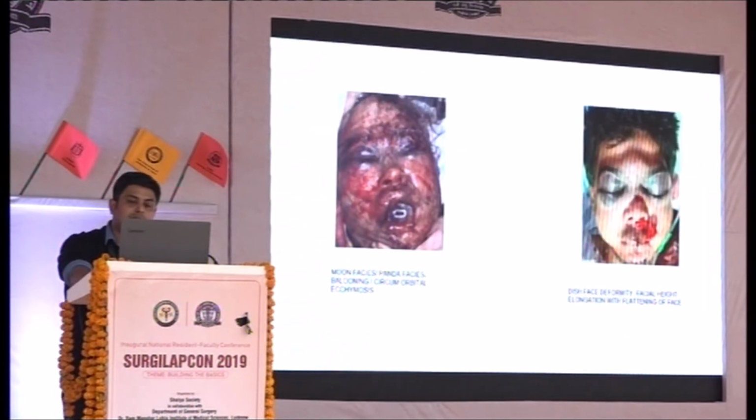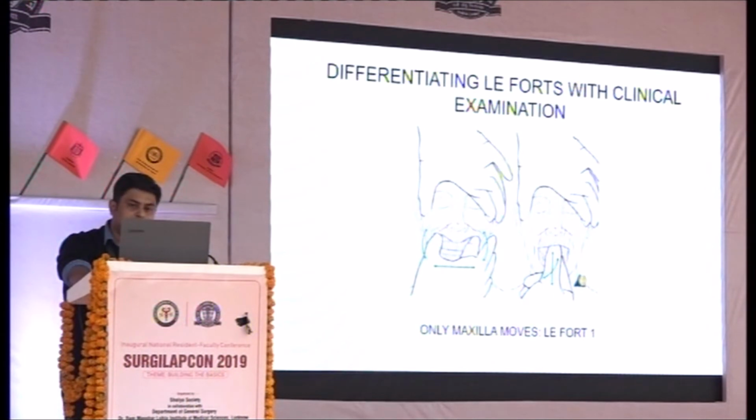Now, these are the typical findings with which the patient with Lefort 2 and Lefort 3 fractures come in the ED. The first one is also known as a moon face or a panda face, in which ballooning of the face with circumorbital ecchymosis is seen. And the second is a dish face deformity, in which the height of the mid face is increased with subluxation of the mid face posteriorly and flattening of the facial features. Now, how to differentiate a Lefort fracture clinically in the ED?